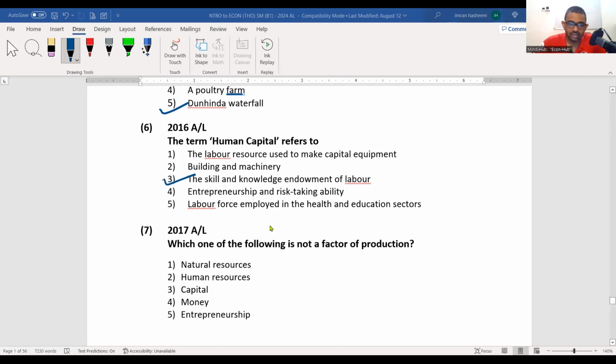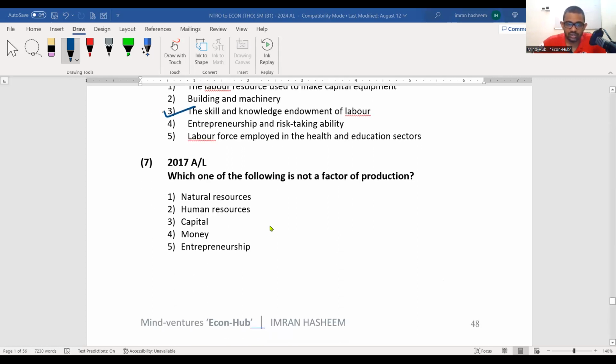Okay? Then 2017, which of the following is not a factor of production? What is not a factor of production? Natural resources, land. Right, natural resources, land. Human resources, labor. Entrepreneurship is a special kind of human resource. Capital is capital. Money is not capital. Money is not a factor of production.